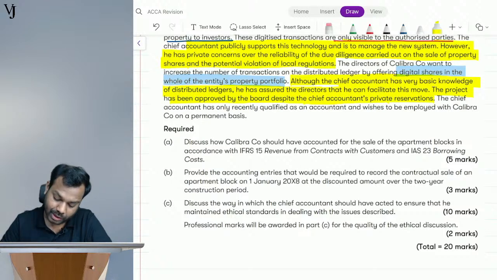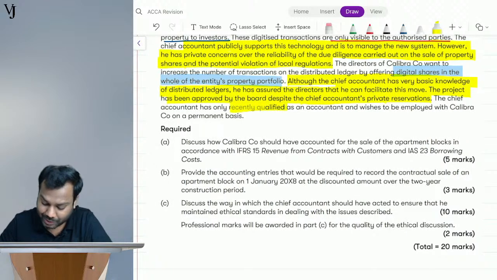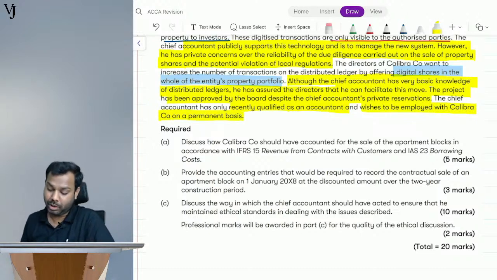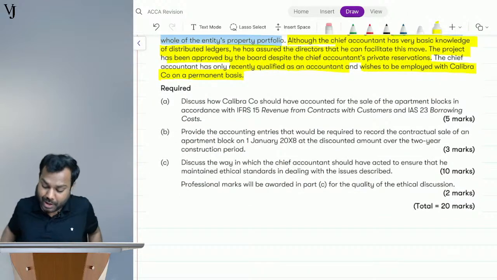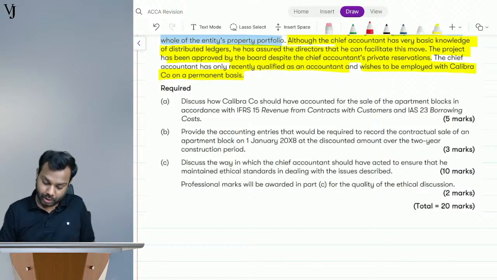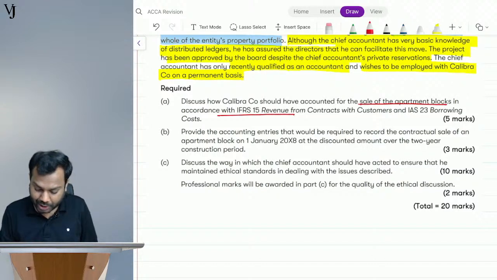The chief accountant has only recently qualified as an accountant and wishes to be employed with Calibra company on a permanent basis. Okay, so there are a lot of issues. Now let's read the requirement and understand how we need to solve these questions. First, discuss how Calibra company should account for the sale of the apartment block in accordance with IFRS 15.